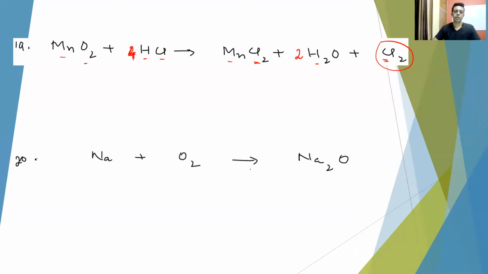Sodium plus oxygen gives sodium oxide. So here, there's 2 here, oxygen is balanced. Sodium becomes 4. So there's 4 here. This is balanced. Simple equations.